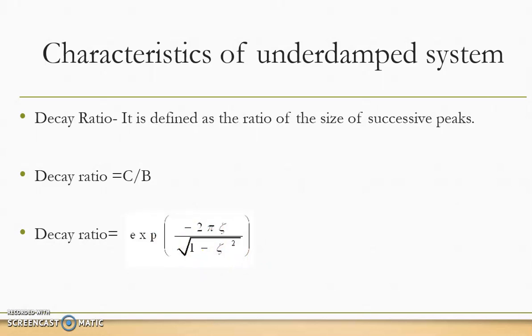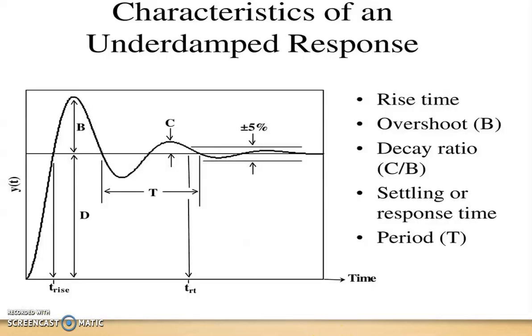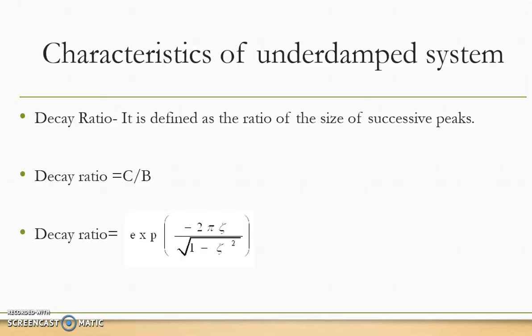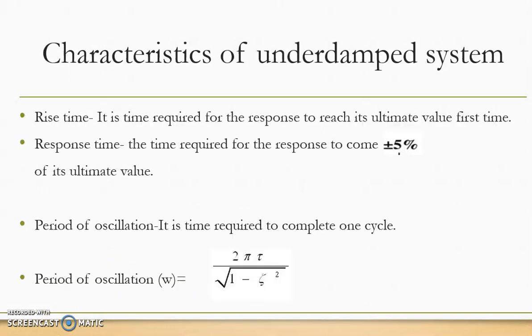The next property is decay ratio. It is defined as the ratio of two successive peaks. These are the two successive peaks, C and B. The ratio of C and B is the decay ratio. Decay ratio can be found as exponential of minus 2 pi zeta upon square root of 1 minus zeta square.